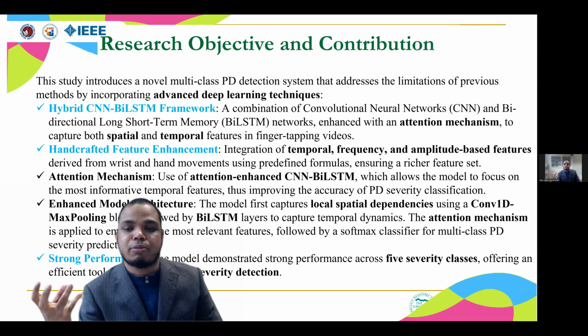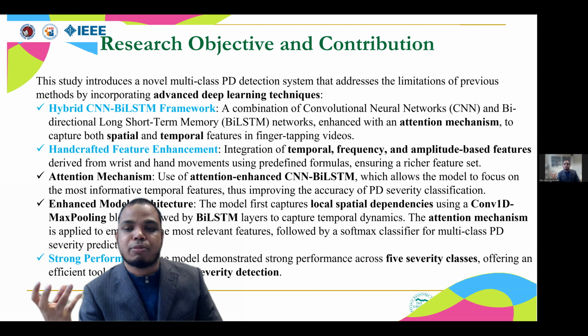In Figure 1, we show the proposed model. First, the patient performs finger tapping for a short fixed time. It can be 10 seconds or 20 seconds; in our case, 10 seconds. So we proposed the attention enhanced BiLSTM model following the multi-step handcrafted features.